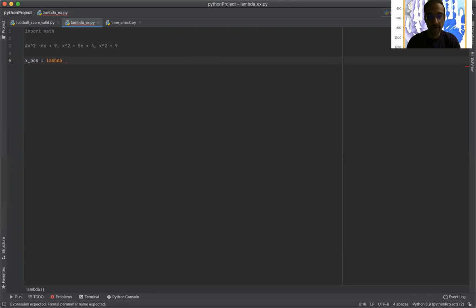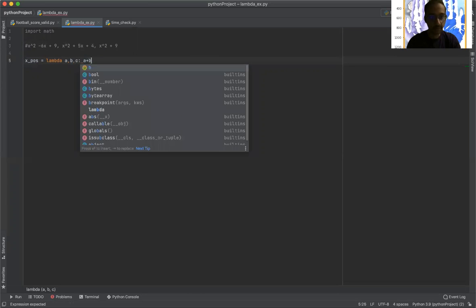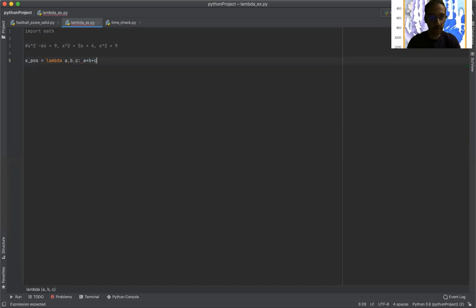And then we're going to give it our parameters: a, b, and c. Not functions, but the coefficients. For example, you could do a plus b plus c, and that would be your return. But now we're going to do the positive one, so minus b plus.